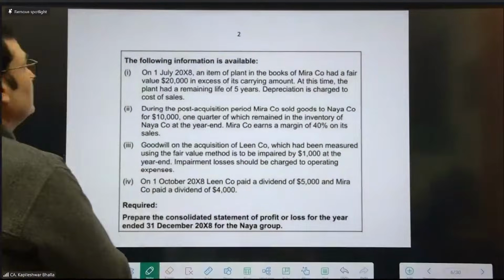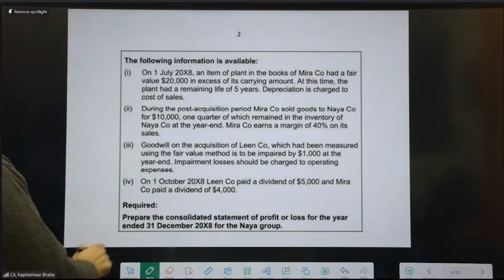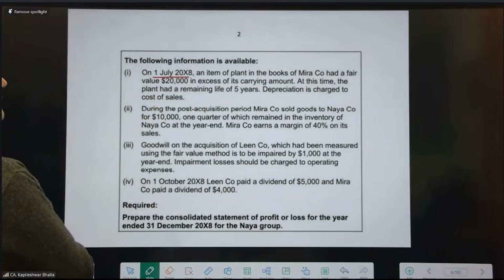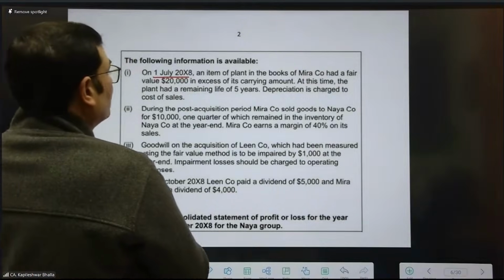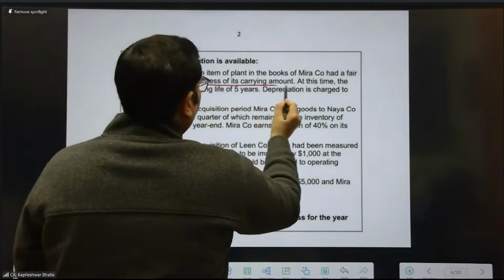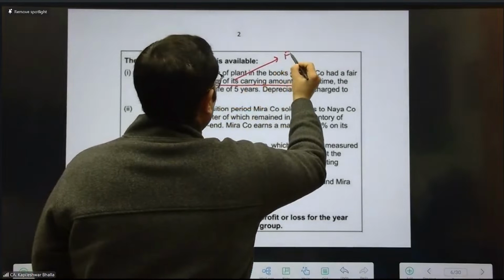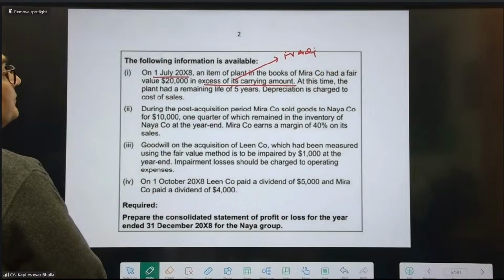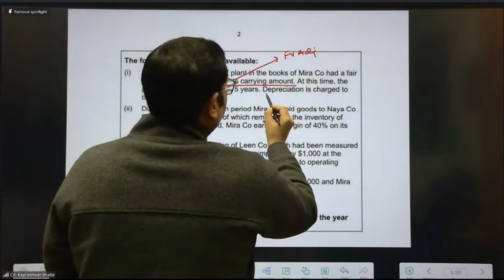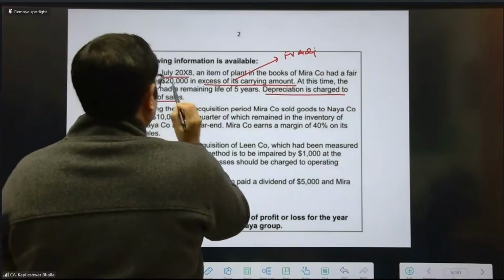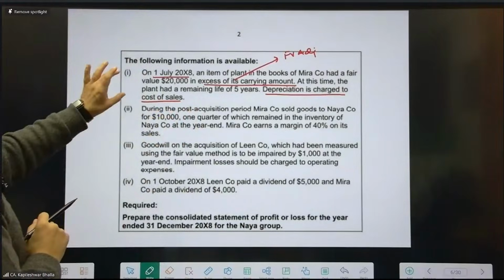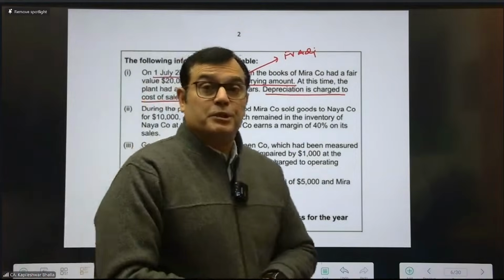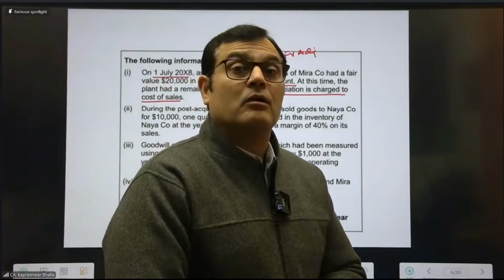Let me now read the additional information as well. It says on 1st July, an item of plant in the books of Mira had a fair value 20,000 in excess of the carrying amount. Can I say that is supposed to be a fair value adjustment? At this time, the plant had a remaining life of 5 years and the depreciation is charged to the cost of sale. So this is a fair value adjustment leading to additional depreciation. So we will take care of that additional depreciation in the respective expense, cost of sale.